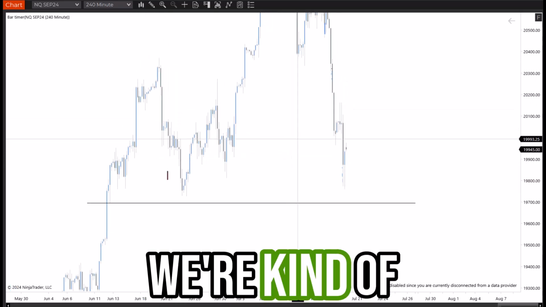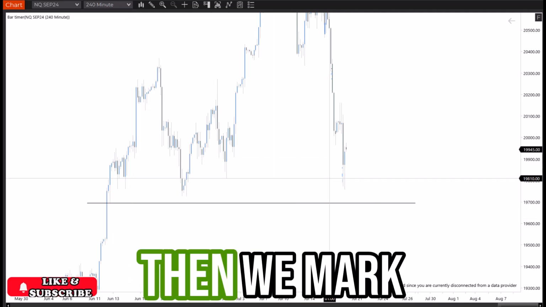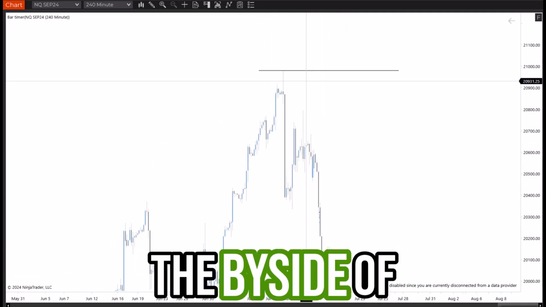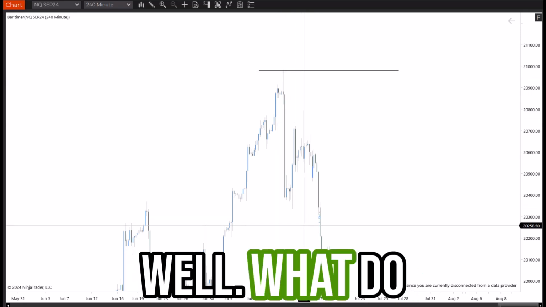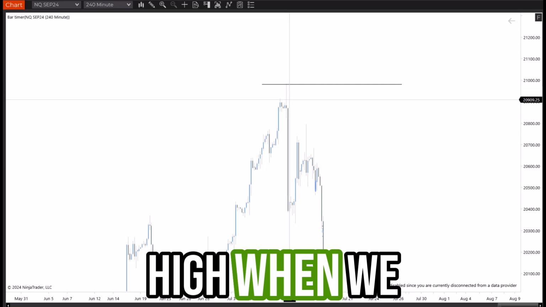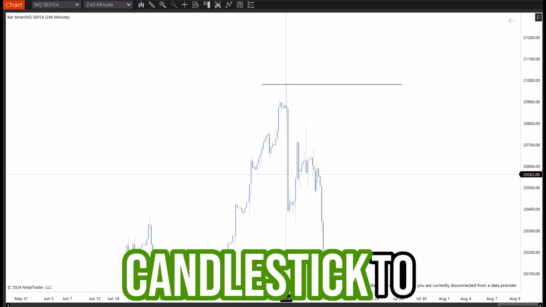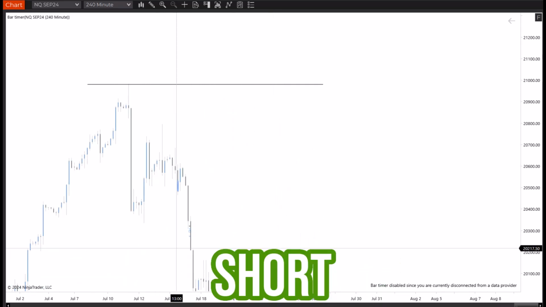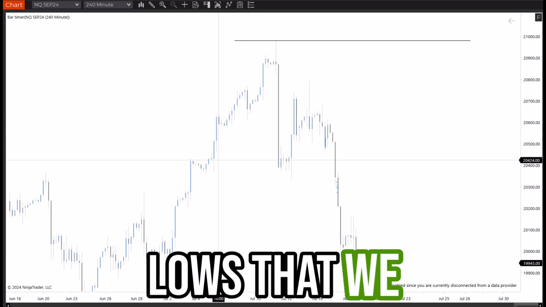So as we're kind of just looking into everything, we mark off that as our lows, and then we mark off our highs because the market did the same thing on the buy side of this move for a reason as well. What do we see left off though when we come up into this all-time high? When we sweep this high, we go and create a huge candlestick to the bottom. This is a huge short candlestick. It just swept all of these lows that we just talked about.